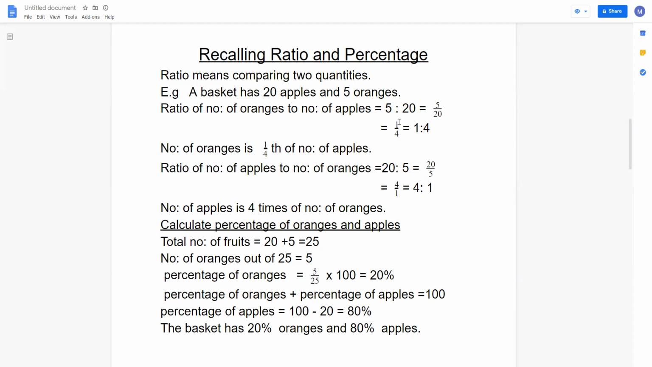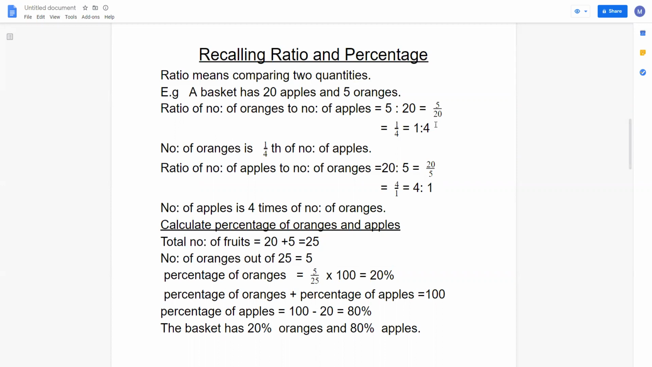How will you write the ratio? In is to form or in fraction form? So first I am writing in is to form. This all you know from lower classes. So ratio of number of oranges means, first we have to write number of oranges, 5 is to, now number of apples. What is number of apples? 20. So what is the ratio? 5 is to 20.